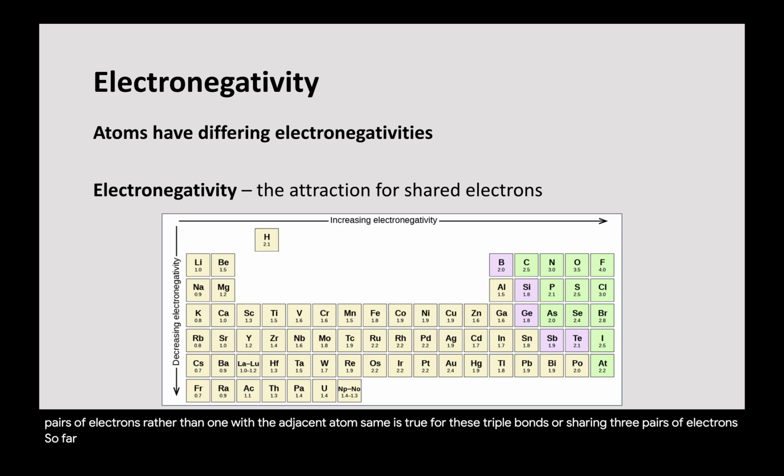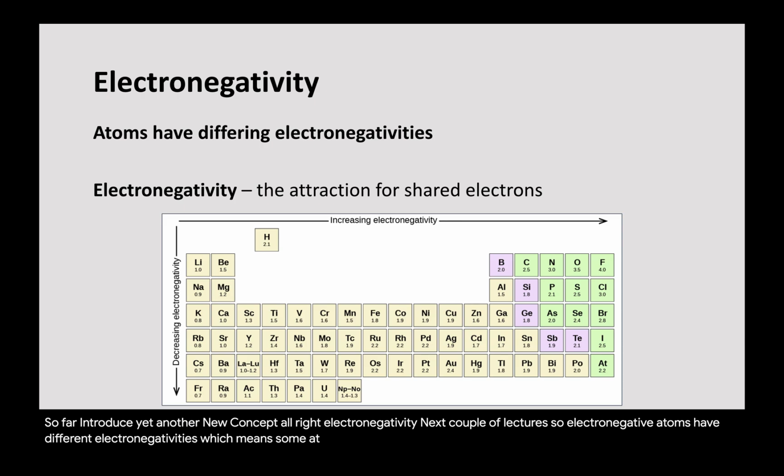All right, I'm going to introduce yet another new concept: electronegativity. We're going to see this word in the next couple of lectures. Atoms have differing electronegativities, which means some atoms tend to hog electrons more than others. So it's that attraction for shared electrons.